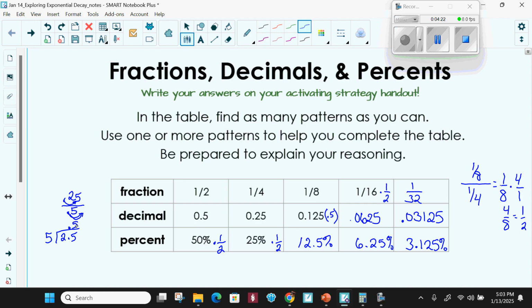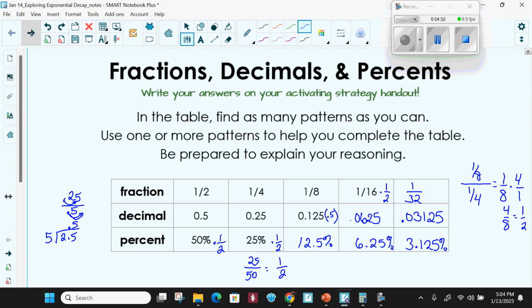And here, same thing, we took the 0.25 and divided by 0.5, and that ended up being 0.5. And here, you just take the 25% and divide it by the 50%, and that gives you the 1/2 that we multiplied by. Okay, so that's all of our activating strategy information. So that goes for day 4. That'll be turned in after the next one.